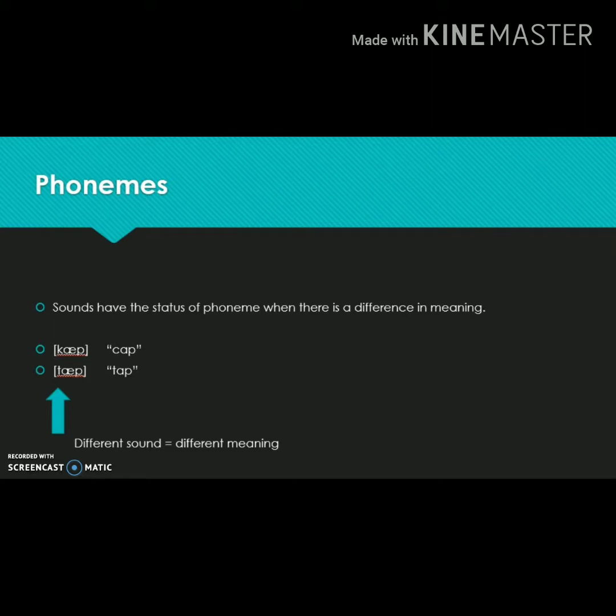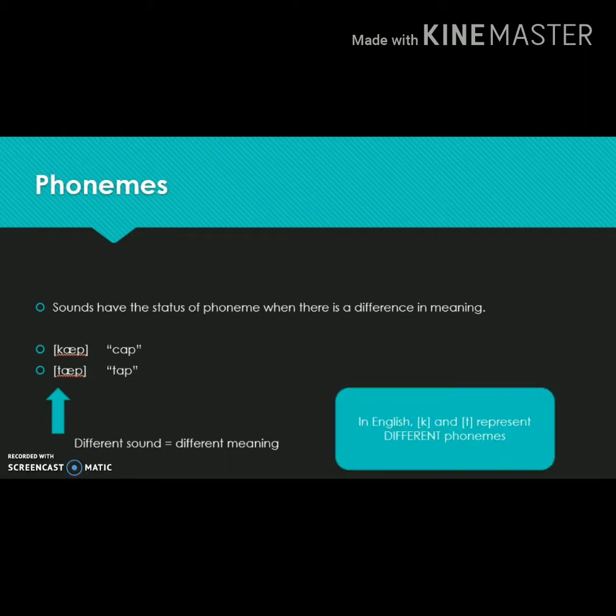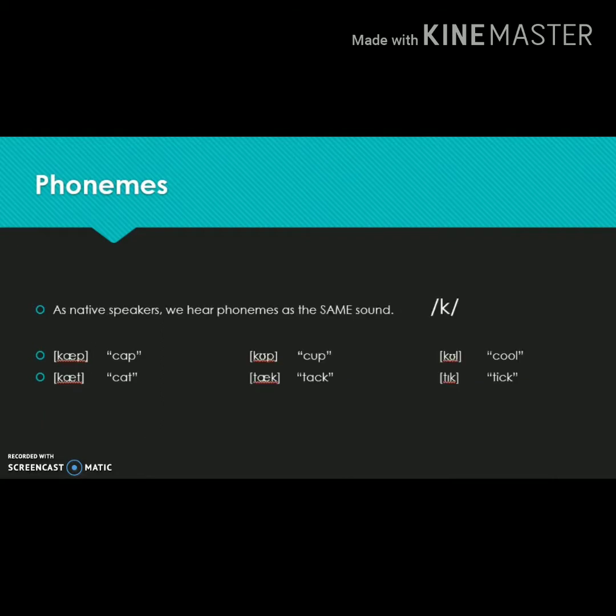Different sounds, different meanings, and we call these minimal pairs. Whenever we find a minimal pair, we know that we have found sounds that represent different phonemes. So in English, it's important to specify which language we're talking about, because this is not cross-linguistic. There'll be differences in different languages, but in English, k and t represent different phonemes.